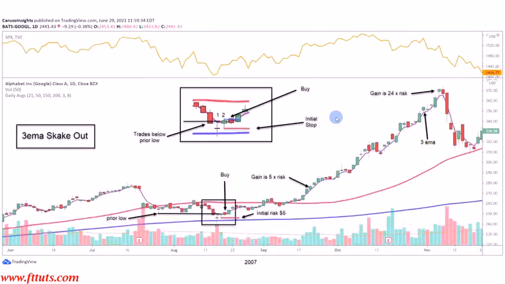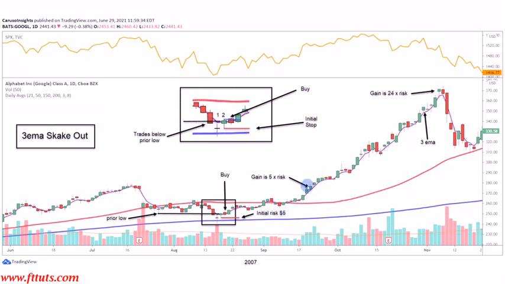Here's Alphabet or Google, a similar type of situation. The stock was really falling out of bed here, and it was trying to hold along this support area until it finally broke lower. You can see this candle is what broke the prior low, and 2 days later we closed back above that 3 exponential moving average. We would have bought above the high of that day right here on this red candle. Our stop placement would have been below the low of the prior day, and you had an initial $5 risk.